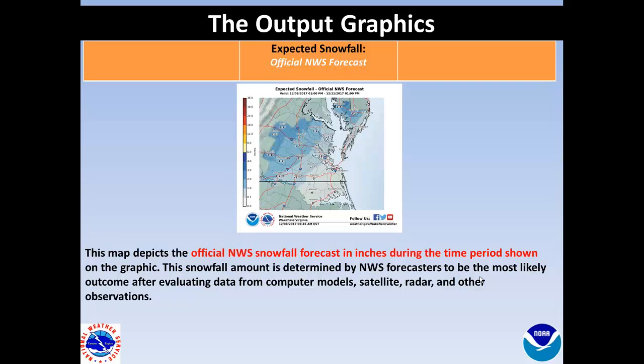This map on the website will always be the official National Weather Service snowfall forecast in inches during the time period shown. This is determined by National Weather Service forecasters in coordination with other National Weather Service offices and national centers, and this is considered to be the most likely outcome after evaluating all the different models and observed data.